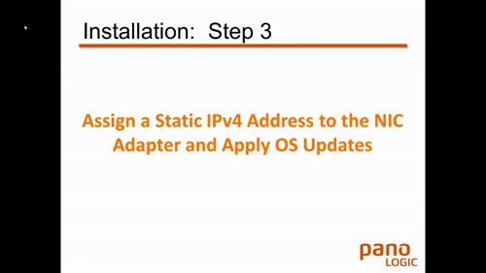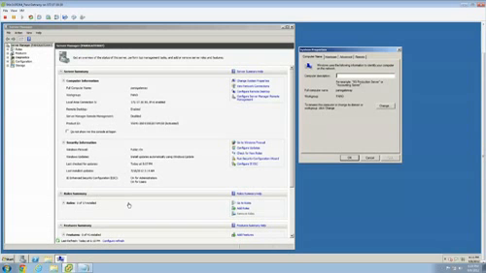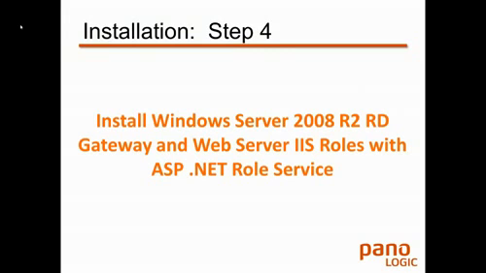Step 3. Assign a static IPv4 address to the virtual machine's network adapter and apply all operating system updates. Please note that in this basic deployment, the intention is to place the Windows Server 2008 R2 virtual machine in a DMZ. The Pano Gateway security architecture does not require this virtual machine to be joined to a domain and it is recommended to remain in a workgroup to prevent any unnecessary exposure of corporate information outside of the internally managed network. Step 4. Install Windows Server 2008 R2 RD Gateway and Web Server IIS roles with ASP.NET role service.